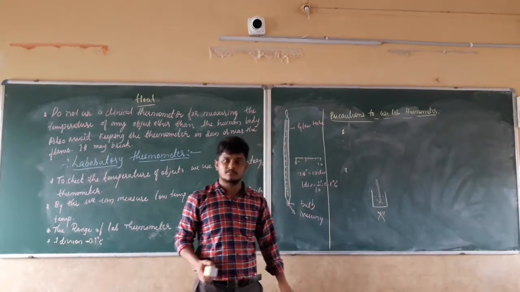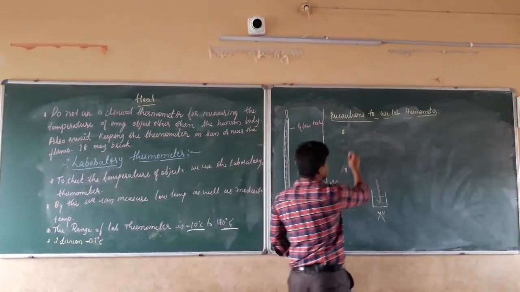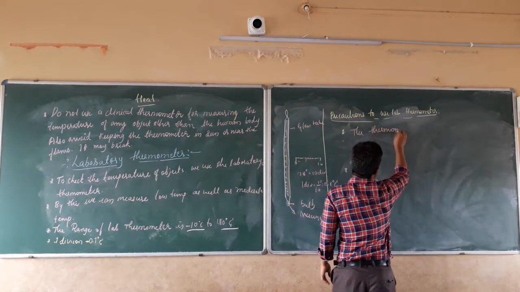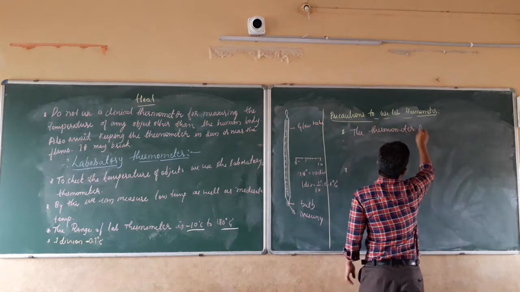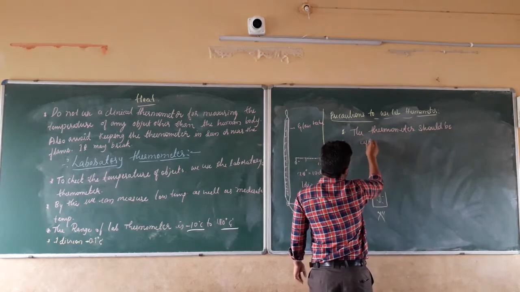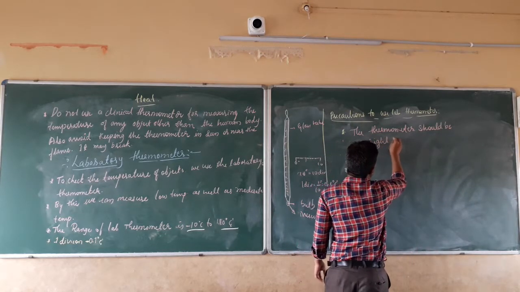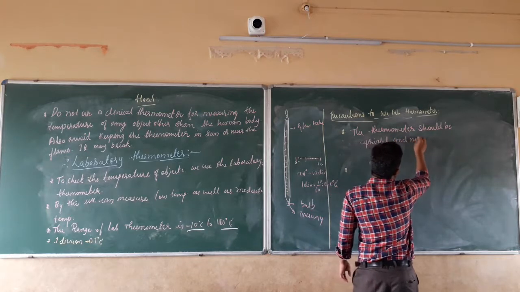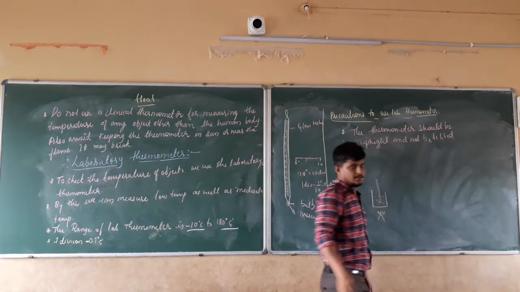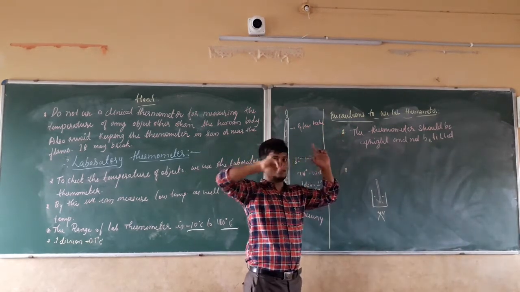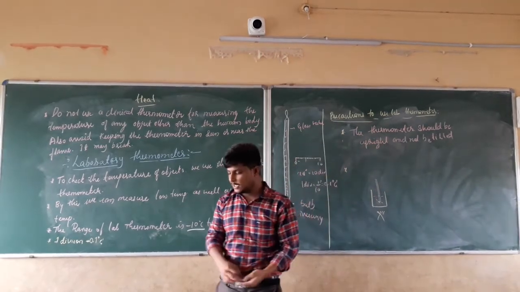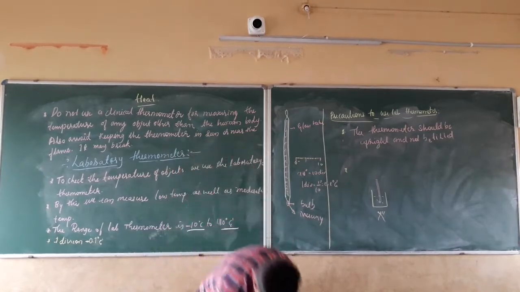If I see 2 points there, then that means I am not going to accurately predict the temperature of that water. That means the laboratory thermometer should be upright and not be tilted. The precaution which we took in the clinical thermometer should be taken here also, plus an additional precaution should be taken in this laboratory thermometer.